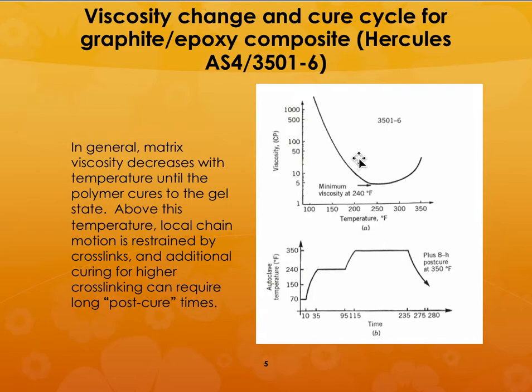And if you look at the viscosity versus temperature, you can see that you get the lowest viscosity around 240 degrees Fahrenheit. This is for the matrix 3501-6, and you can see that if you go beyond this temperature, after a while it starts cross-linking and becoming solid. So you need to have all the infiltration done by this time, and then you let it cure and become completely solid.